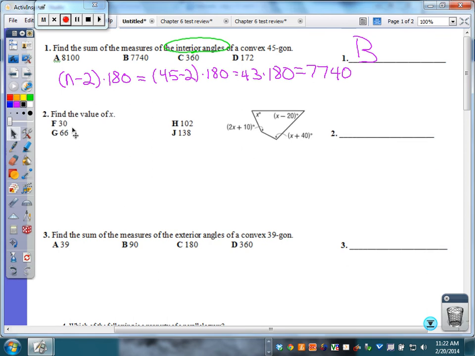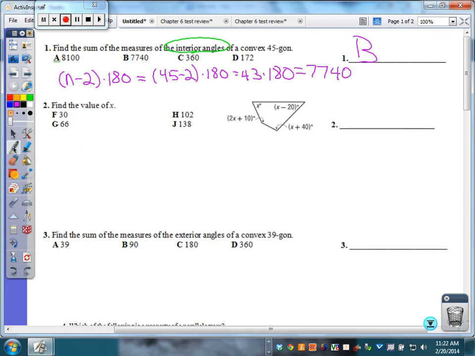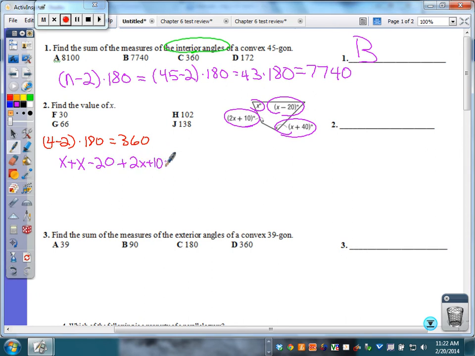Okay. Next one, we have the value of x. We're going to go ahead and again take the sum of all of these interior angles. So we're adding this angle, this angle, this angle, and this angle. Because there are 4 sides, if I subtract 2 and multiply by 180, we get 360. So if I take all of these angles, which is x plus x minus 20 plus 2x plus 10 plus x plus 40, and I set it all equal to 360, we'll be able to find x.